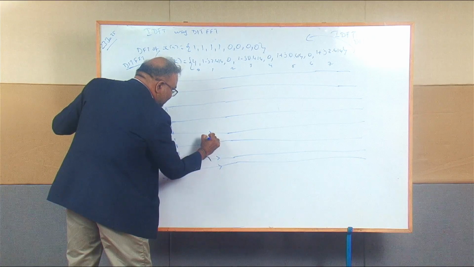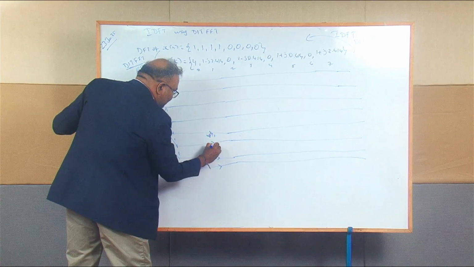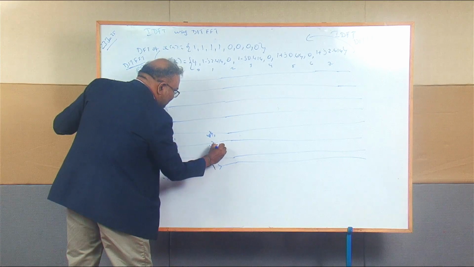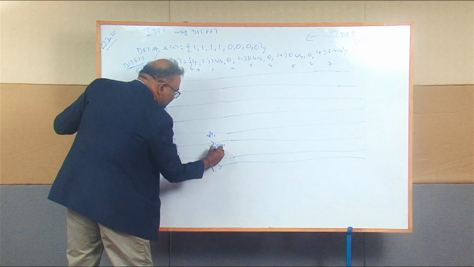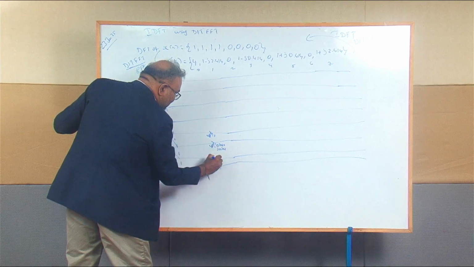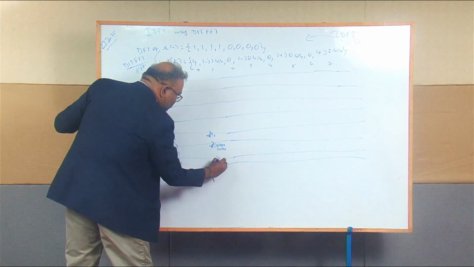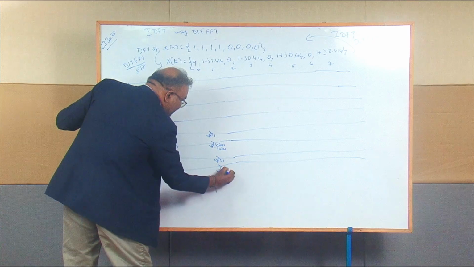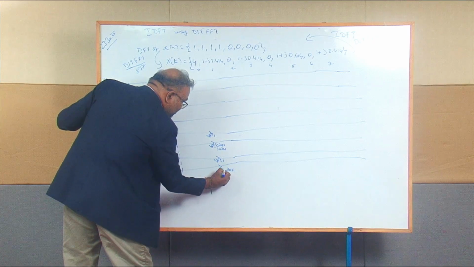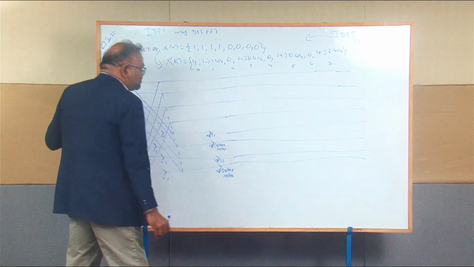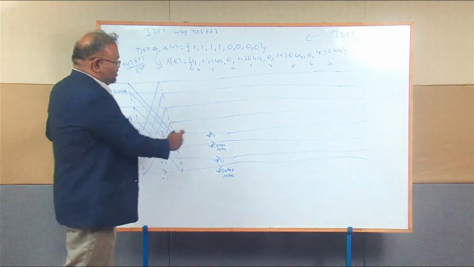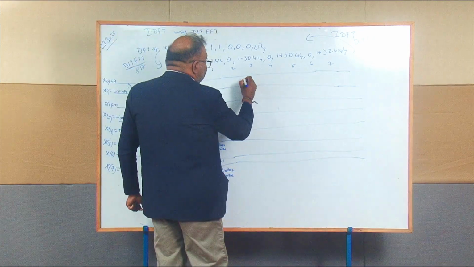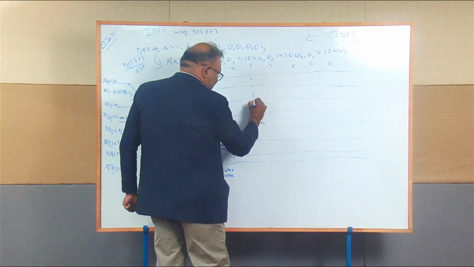So twiddle factor here is W8 power minus 0, 1. W8 power minus 1 is 0.707 plus j 0.707. W8 power minus 2 is j. W8 power minus 3 is minus 0.707 plus j 0.707. Some more space we will leave. From here we will draw the next stage.